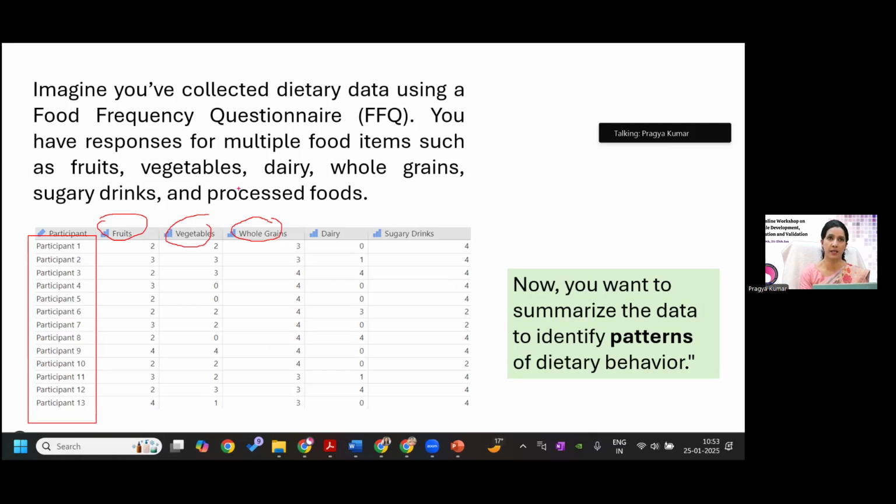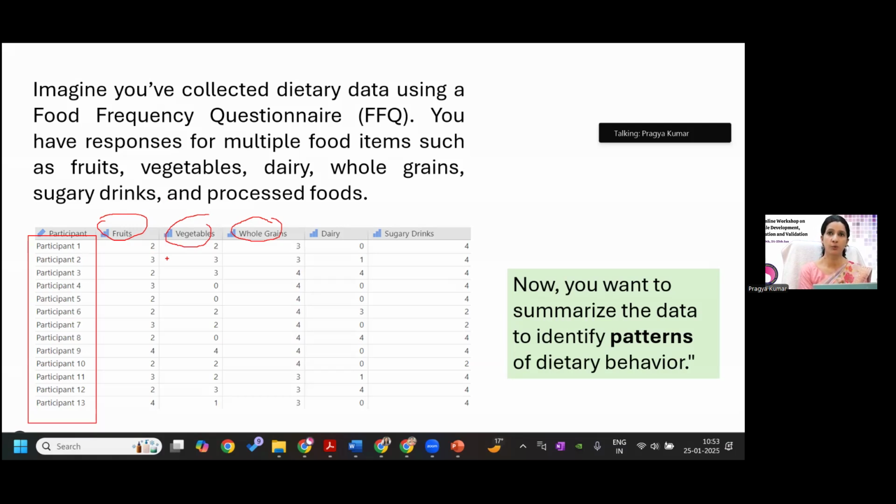And these are the food items. That has been converted into a Likert scale of 0 to 5 or 0 to 4. Since I have collected this dietary data using a food frequency questionnaire, and I have responses for these multiple food items like this, now I want to summarize my data to identify patterns of dietary behavior.